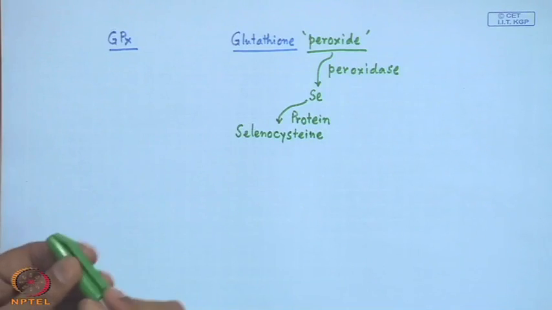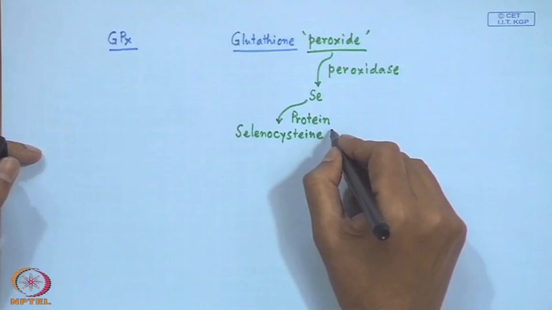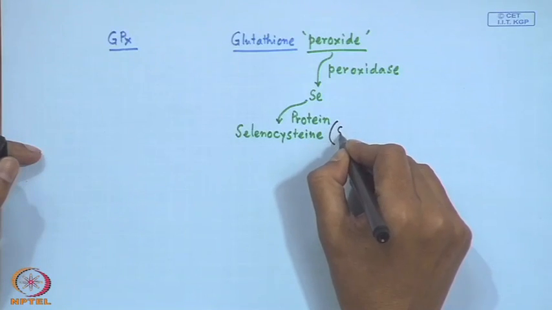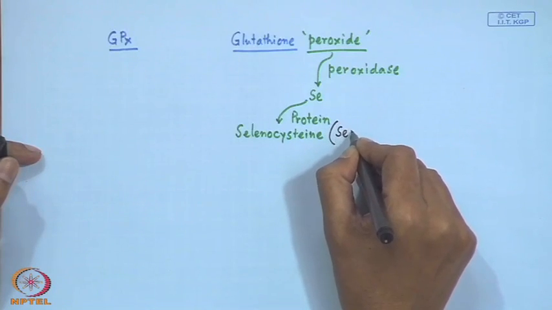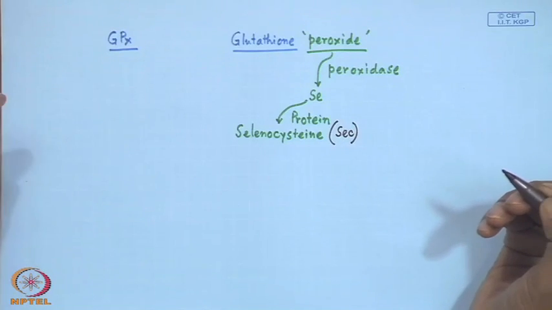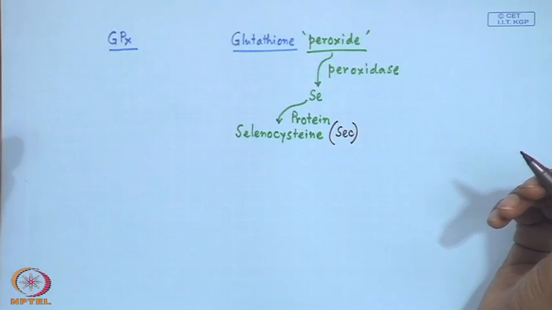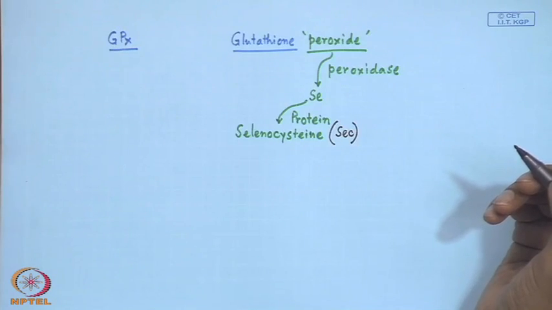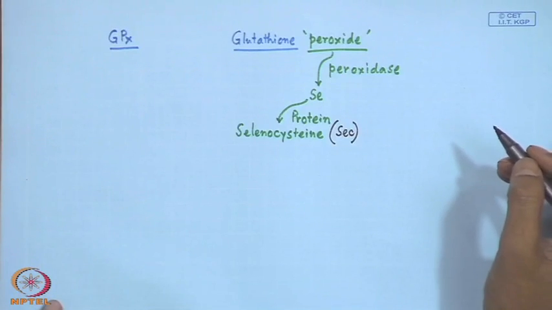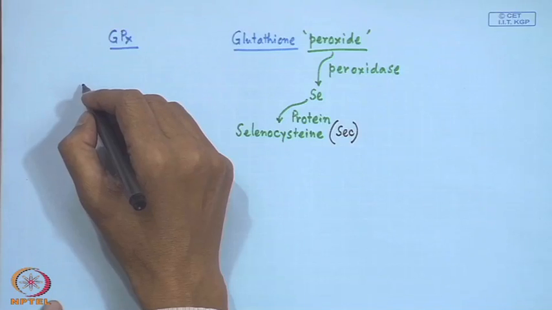So, like cysteine, which we abbreviate as Cys, we abbreviate this as selenocysteine, Sec. So, we have the selenocysteine residues in the protein chain like that of our cysteine residues. These selenocysteine residues are responsible for the corresponding catalytic redox cycle. Basically it is a redox reaction, that means oxidation and reduction can take place.